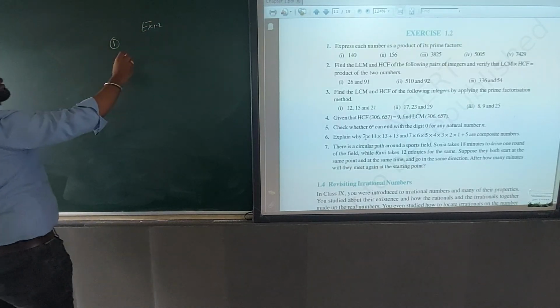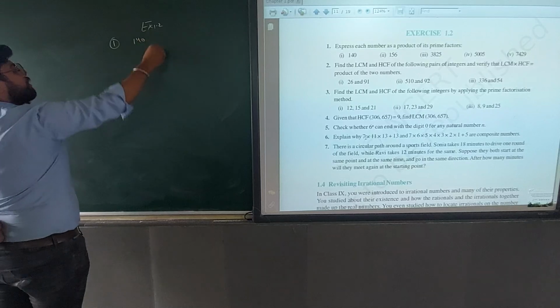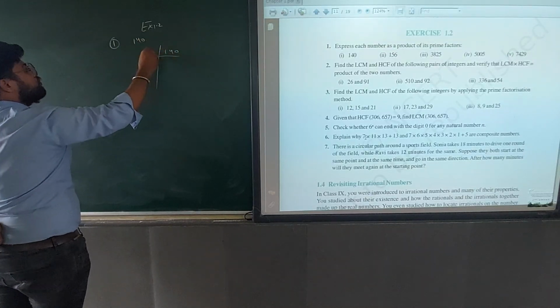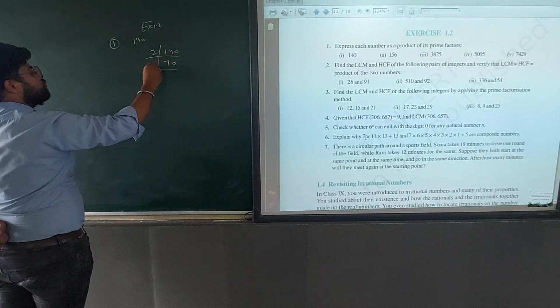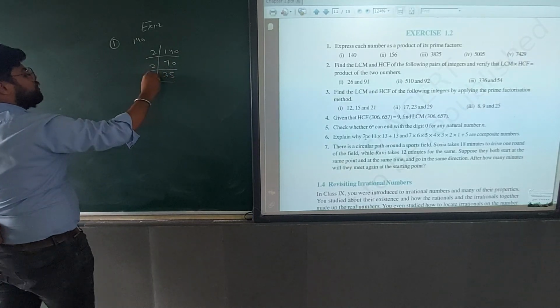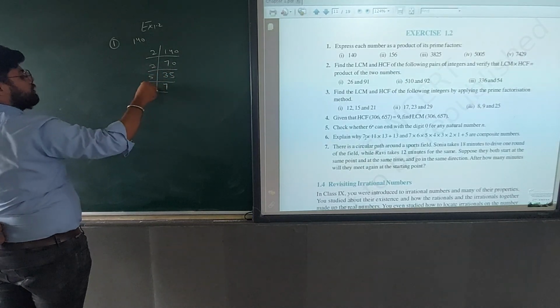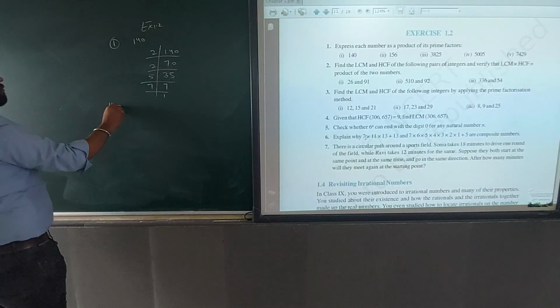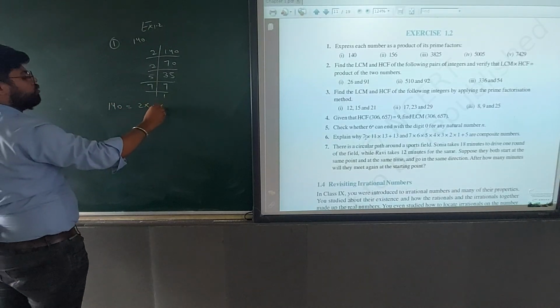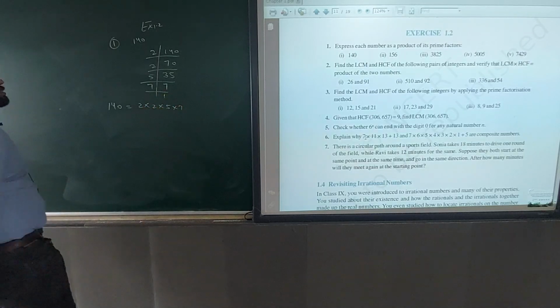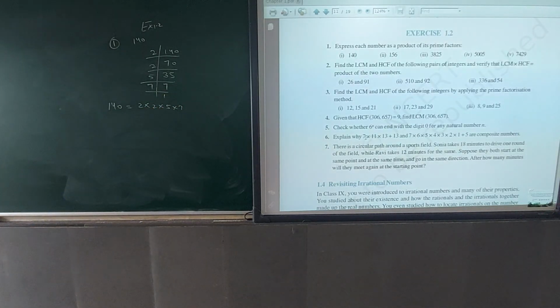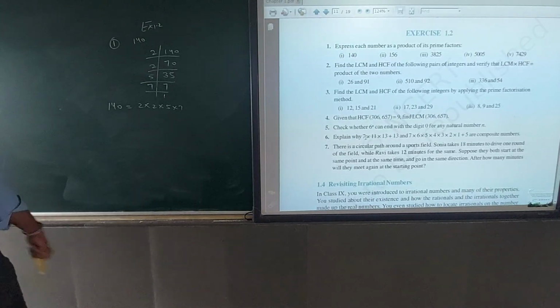First question, 140, we have to express in prime factors. Like this we have to do, that 140, 2, 70, 2, 35, 5, 7, and 7, 1. So what are the factors? 2 into 2 into 5 into 7. A simple question is there. We express in the form of prime factors. One more part I will do. The third one is a little bit hard. The second one will be the homework.